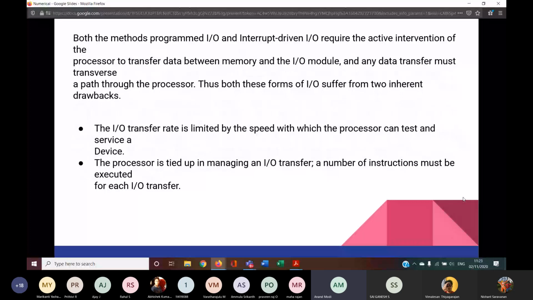Yeah, so these two methods require the intervention of the CPU, the processor, to transfer the data between memory and input-output devices, and these data transfers must traverse an entire pathway through the processor. So there are two drawbacks. The input-output transfer is limited by the speed of transfer, which we saw in the pipeline, and the processor is tied up in an input-output transfer. A number of instructions must be executed for each transfer, so it gets complex. Next slide.